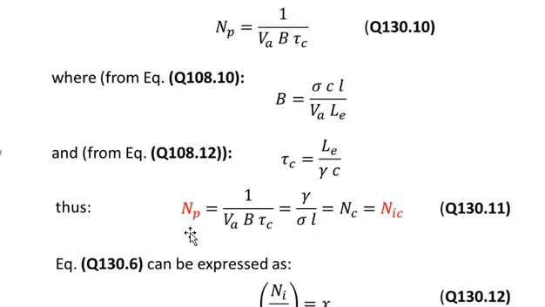So N_P, the value of the inversion corresponding to the peak value of the pulse, we have found in equation number 11 to be actually equal to the critical value of inversion, N_C or N_IC. So it means that N_P, which we labeled in our previous slides, the population inversion corresponding to the peak value of the photon pulse, is also the same as the critical value of the inversion.